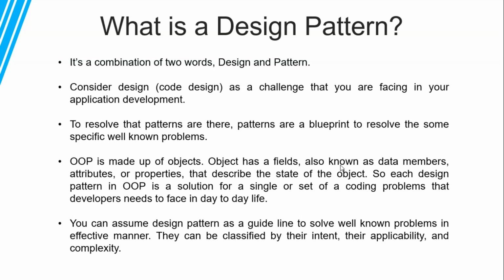Object oriented programming is made up of objects. Object has fields, you can say data members, attributes or properties, means you can assume it as variables, which describe the state of the object. State in the sense actual value of the object. So each design pattern in object oriented programming is a solution for a single or set of coding problems. Means either it can solve a single problem, or it can solve a set of multiple related problems that we are facing in our day-to-day coding practice.